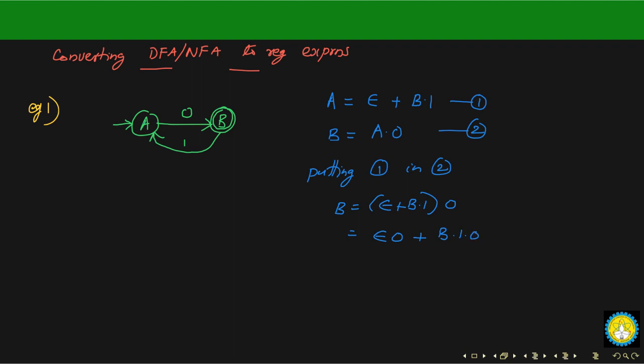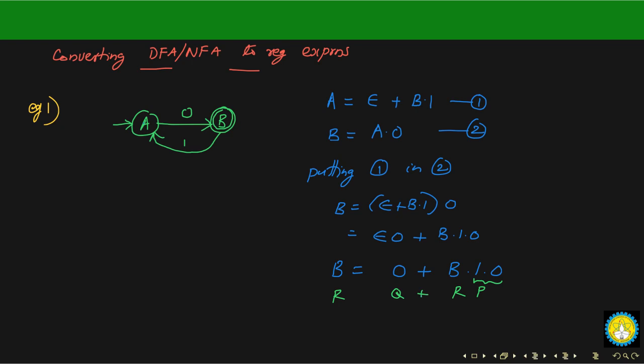We know that epsilon.0 is nothing but 0 itself. So 0 plus B.1.0. If you look at this expression that we have derived here, we can identify that it is in the form of Arden's theorem. You can consider B as R. Wherever you find B, here again you find a B, you can consider this as R, this 1.0 you can consider as P, and this 0 you can consider as Q.